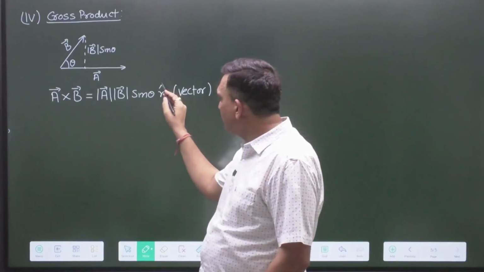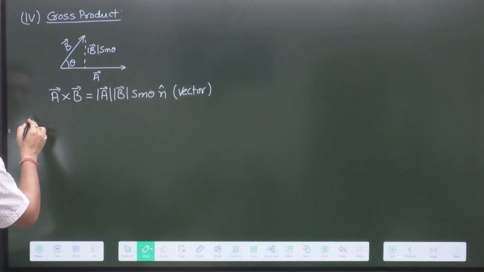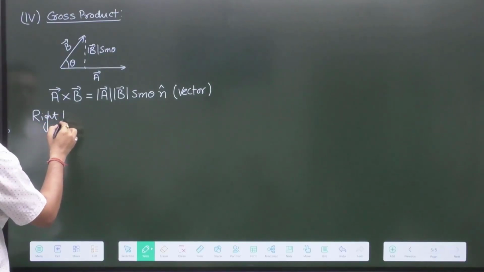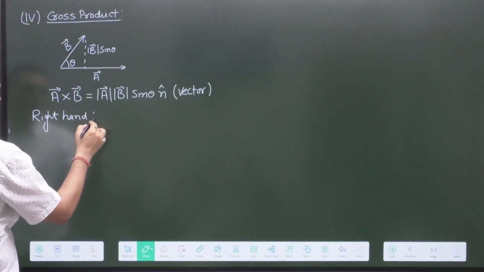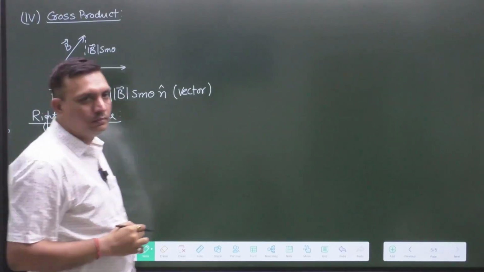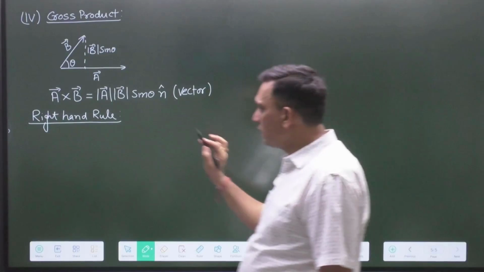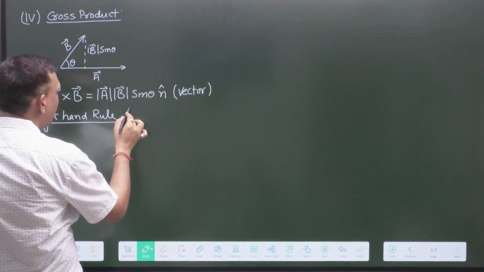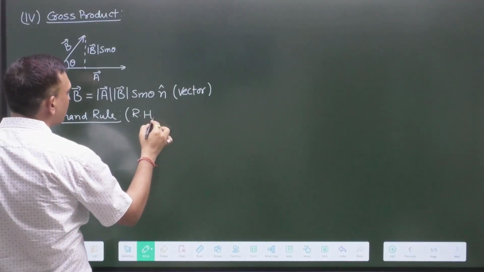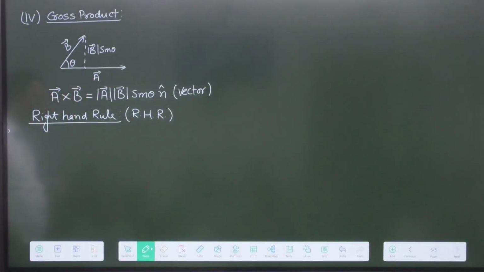So what will be the direction n cap? How will you check the n cap direction? You have to use the right hand rule. You will see in EMT at least 8 times I will apply the right hand rule in different forms. So the first time I am introducing the right hand rule, and this is for the cross product of two vectors.